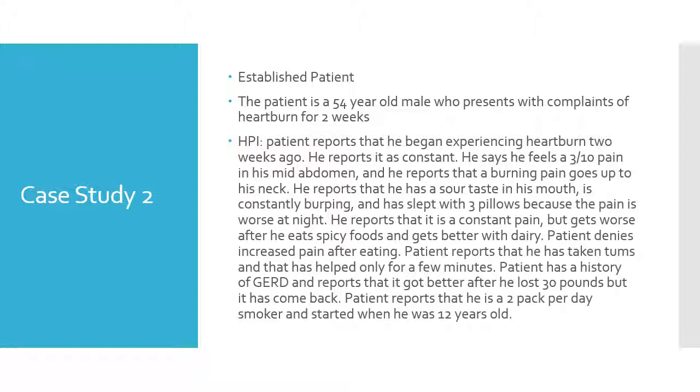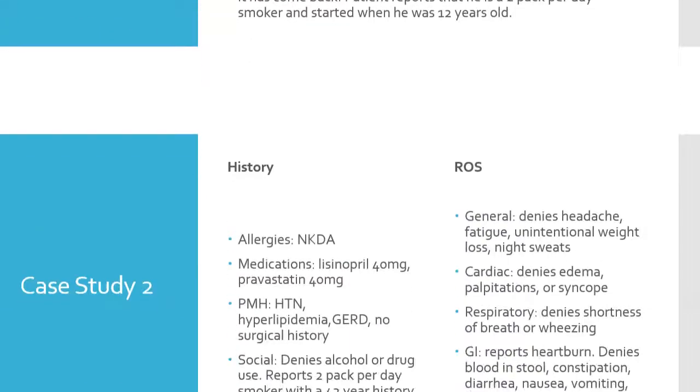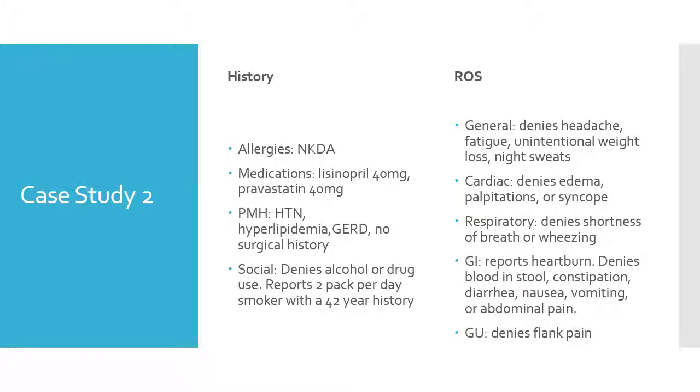He does have a history of GERD and reports that it got better after he lost 30 pounds, but it's come back. He reports that he's a 2-pack per day smoker and started when he was 12 years old. He has no known drug allergies. He's currently on lisinopril and pravastatin. He has a history of hypertension, hyperlipidemia, GERD, and no surgical history. He denies alcohol and drug use, and he has the 2-pack per day tobacco use.